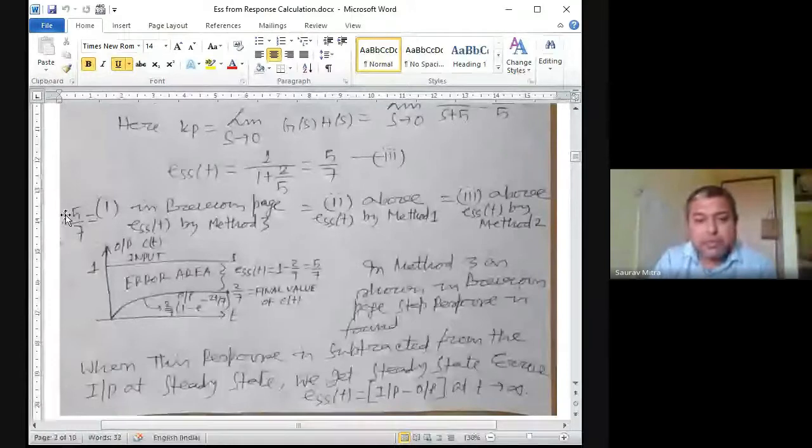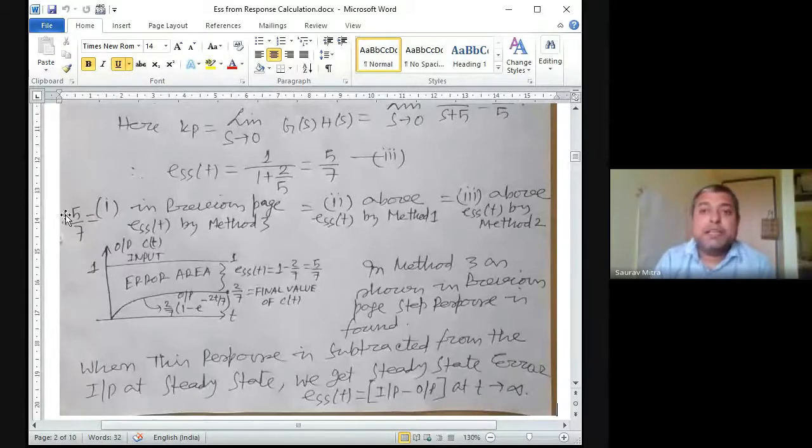So if somebody asks you what is the significance of calculating the steady state error, this answer you have to give. For the third time I'm repeating, that is from the given OLTF. So this one line question will be asked: from the given OLTF, that is open loop transfer function G(s)H(s), we can calculate what is going to be the steady state error of the negative feedback closed loop system.